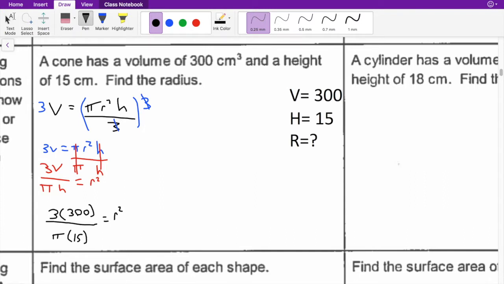Now, if I do that math here, if I plug that in my calculator, I'm going to get 19 approximately, right? But I don't have r yet. I have r squared. So what's the opposite of a square? I'm going to take the square root of both sides, right? And the square root of r squared is going to be r, and the square root of 19 is going to be 4.4, and that would be centimeters.